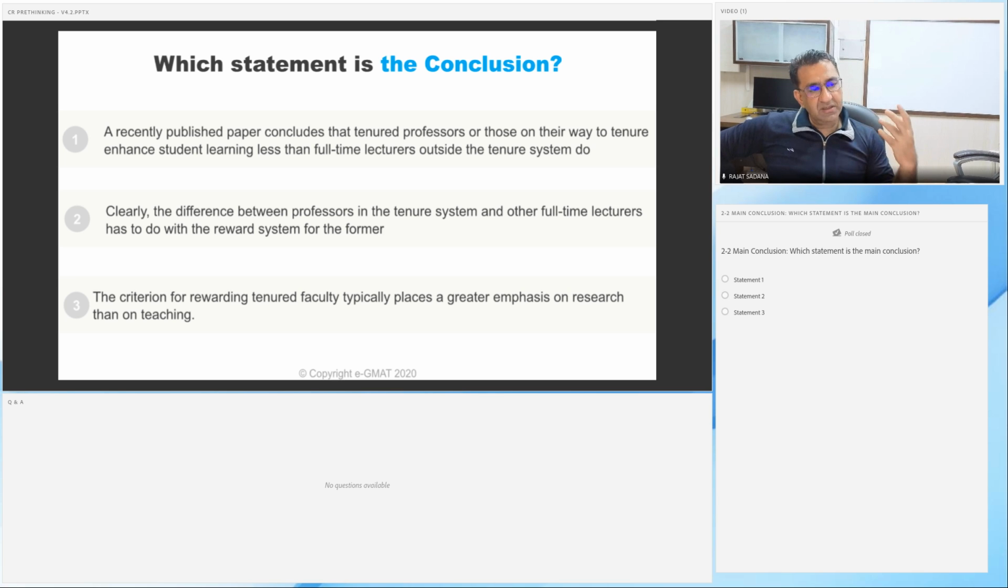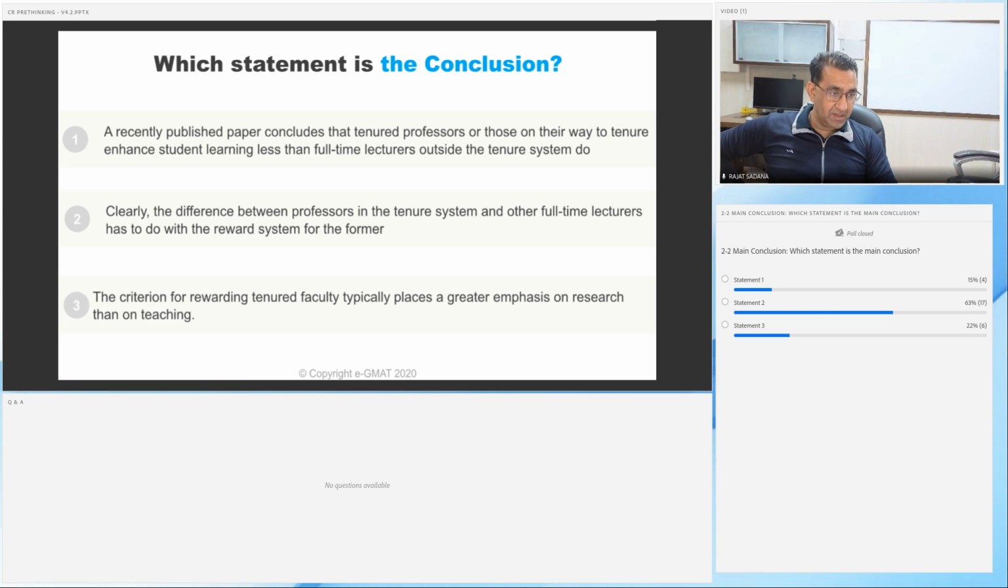It's really important that you participate, because when you make a mistake, you know why and where you made a mistake. When you don't make a mistake, you know what you're doing correctly. So either way, you win. 63% of you are absolutely correct: statement 2 is the main conclusion. But 15% of you think statement 1 is the main conclusion because it has the word concludes.